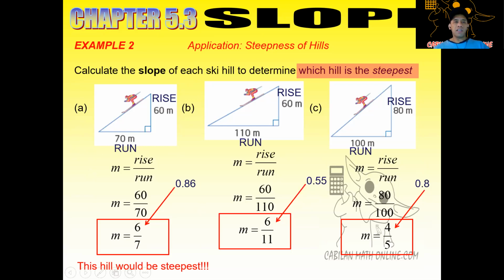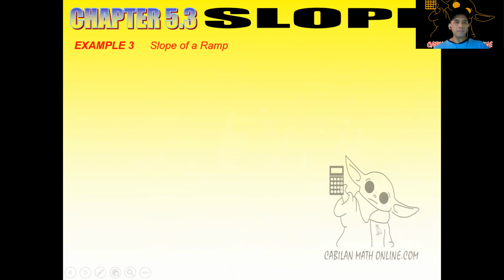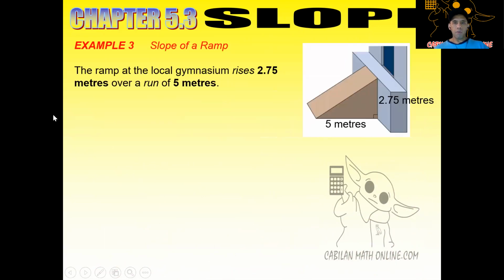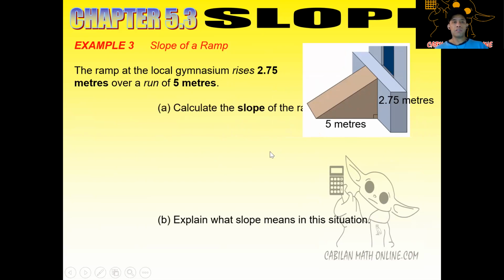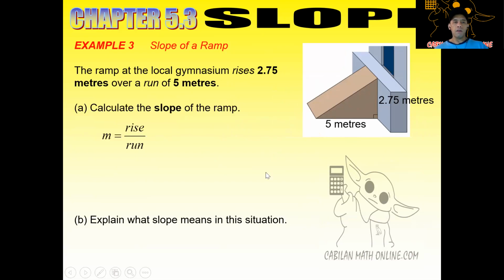All right, let's proceed to the next example over here. So we're going to do the exact same thing again. I just want you to get used to how to calculate the slope of any line. For this one, what we have here is a ramp that is going up to the right. It says the ramp at the local gymnasium rises 2.75 meters over a run of 5 meters. So again, the triangle's drawn for us. We just need to put the numbers in the formula, rise over run. So what we have here is a rise of 2.75 and a run of 5.